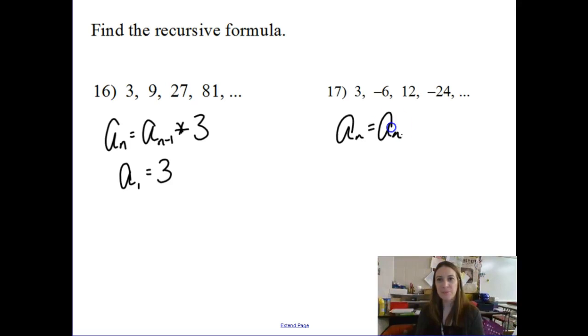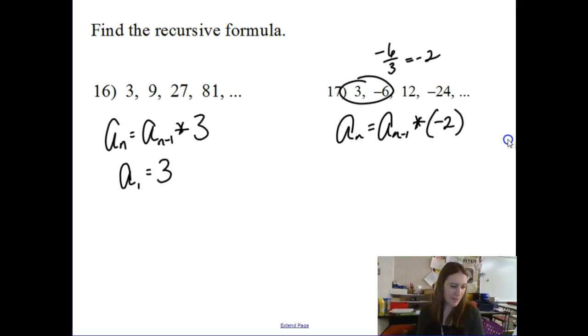Alright, so previous term times the common ratio, so -6 divided by 3 is -2. Oh, hello. Oh yeah, we're good. I thought I was missing a part of the formula, but I'm not. -2. Okay.